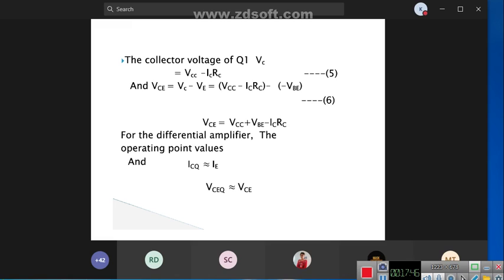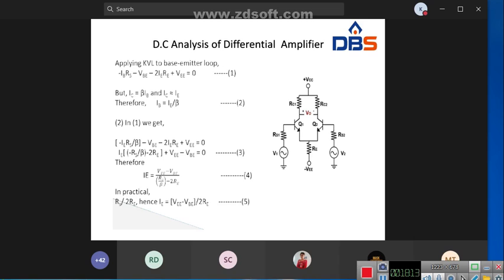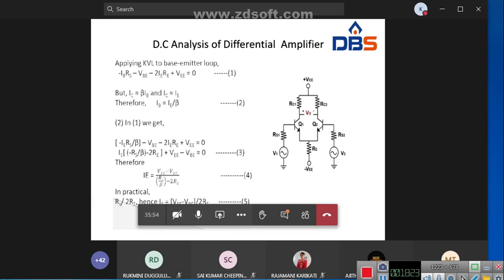So these are the operating point values. This is the DC analysis. In the DC analysis, we are calculating the operating point values, right? Operating point values mean IC and VCE. IE equal to ICQ, that is equal to IC, so all these are related. So in the DC analysis, we are calculating the operating point values, that is IC and VCE values. So that is about DC analysis.